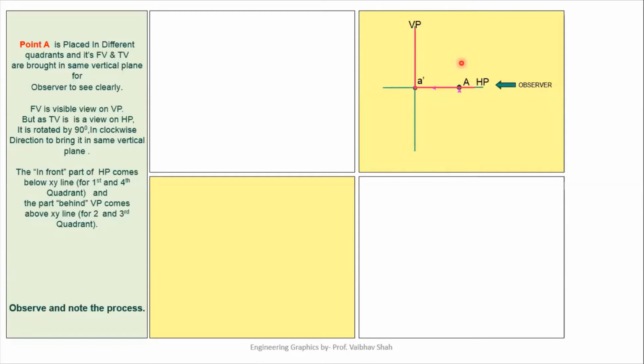Now we know the next procedure will be rotating this horizontal plane by 90 degrees clockwise. So we'll rotate this plane by 90 degrees clockwise. So now your point A would rotate from this point A in the clockwise direction. So we'll be having this point A somewhere here. So this is nothing but a projection of a point whenever your point is resting on HP and it is in front of your VP. So this is the condition.